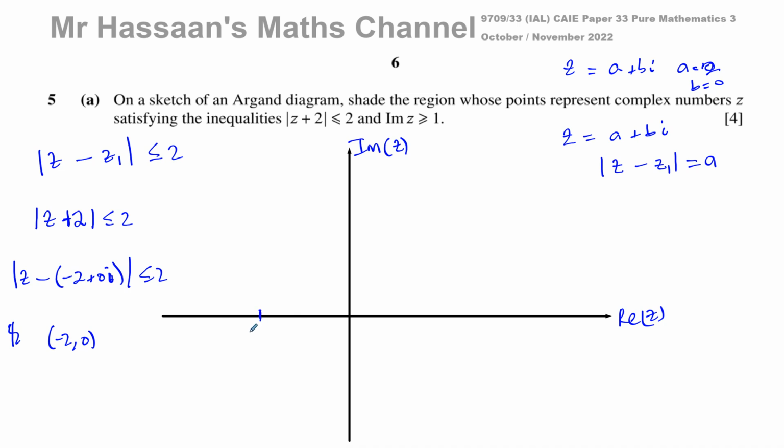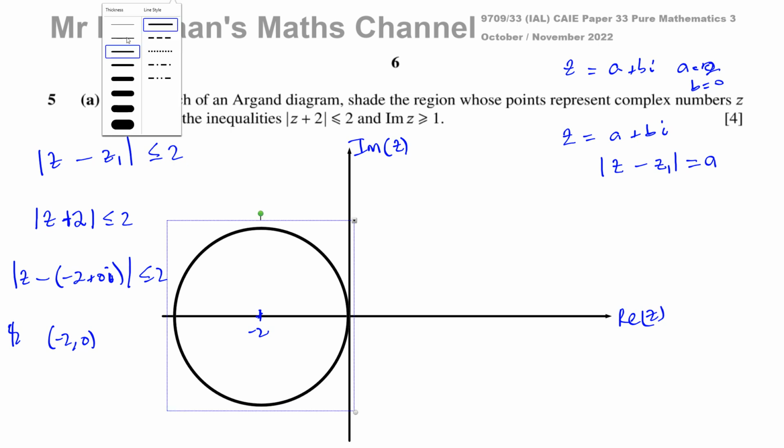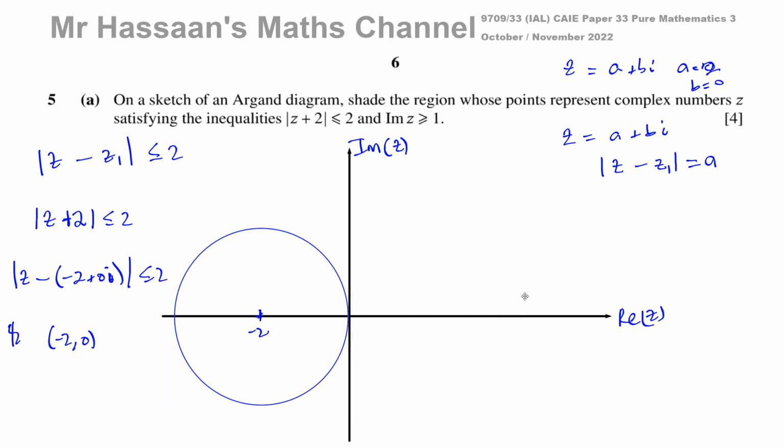Just imagine this is negative 2. That's going to be the center of the circle, and our circle is going to have a radius of 2, so it's going to reach that axis there. So this is going to be our circle. Let me make it a bit thinner, and change its color to make it better. Okay, so that is our circle.